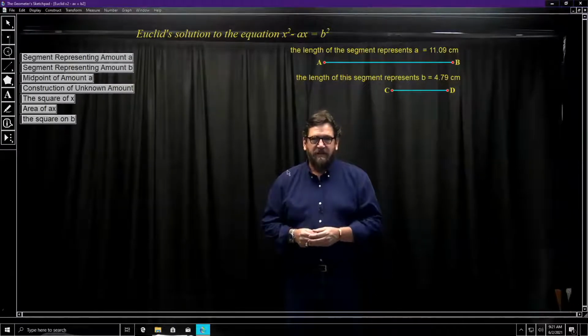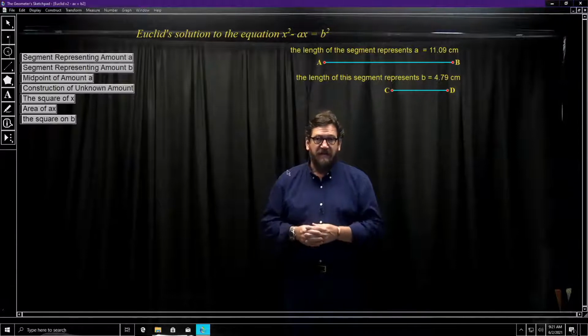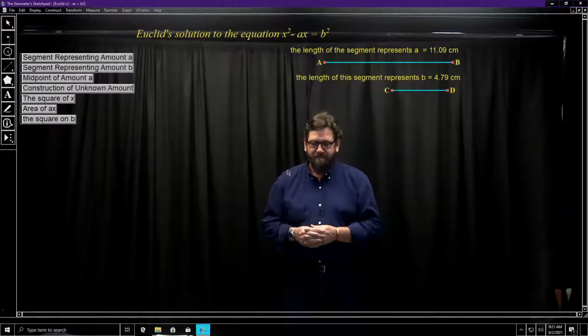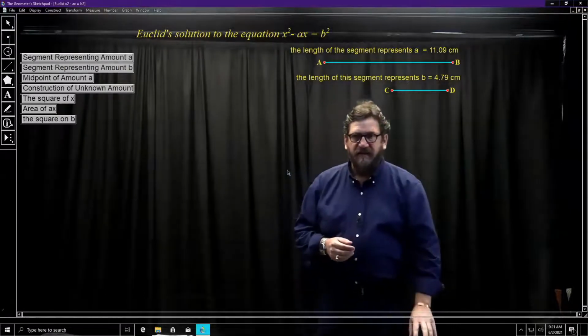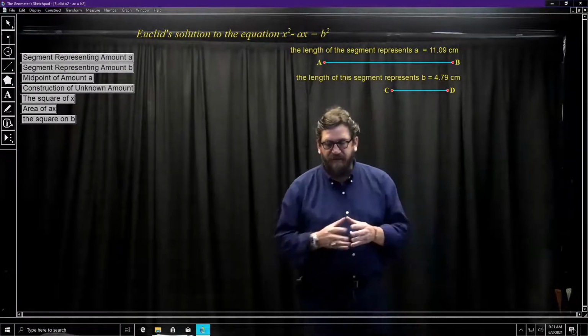Greetings. Euclid's solution to the equation x squared minus ax is equal to b squared. This particular problem is rather interesting. Let's think about what it's saying.